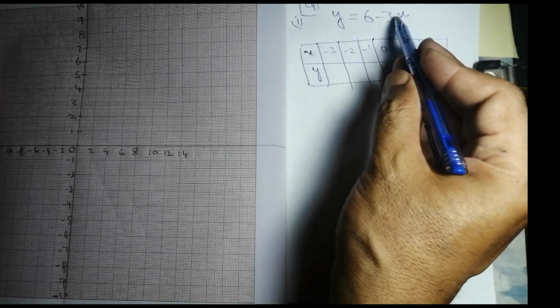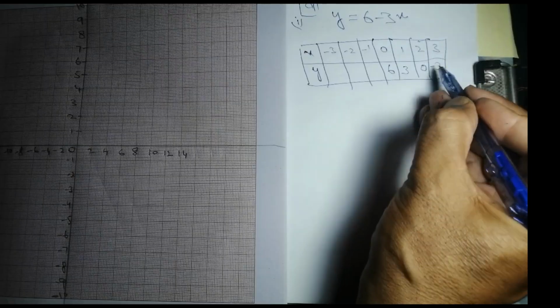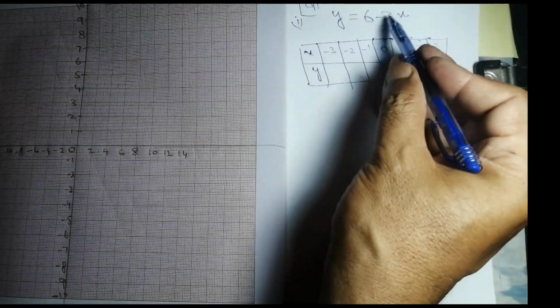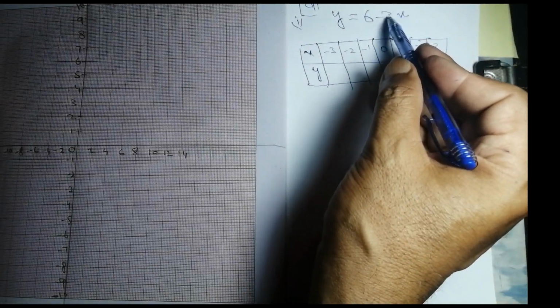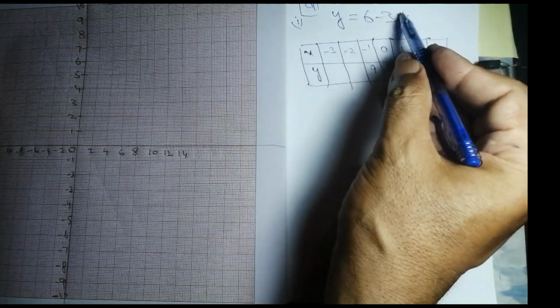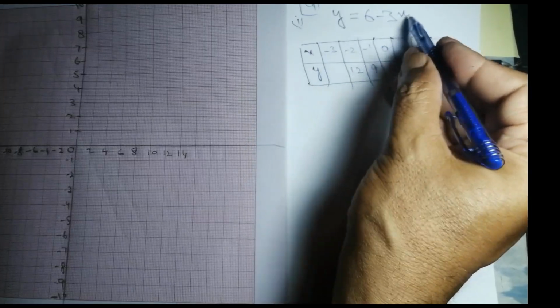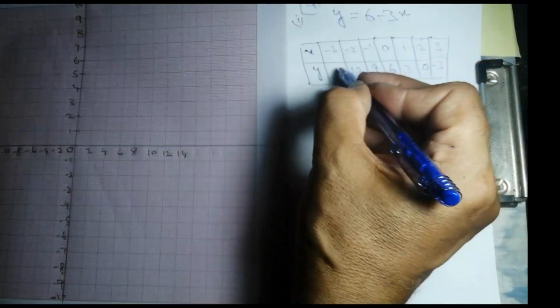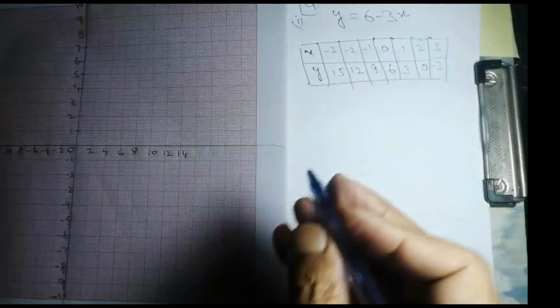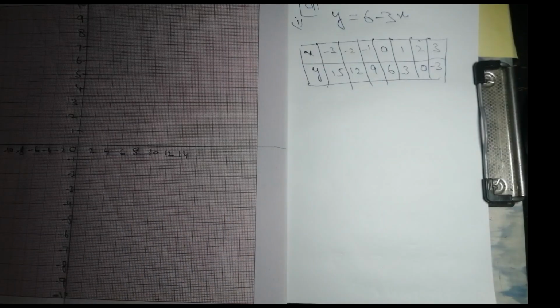If we put 3, it is minus 9 plus 6, minus 3. And for -1, this will be +3 and 6, 9. If we put -2 here, +6 and 6, 12. If we put -3 here, +9 and 6, 15. So now we have values. We can draw the graph here.